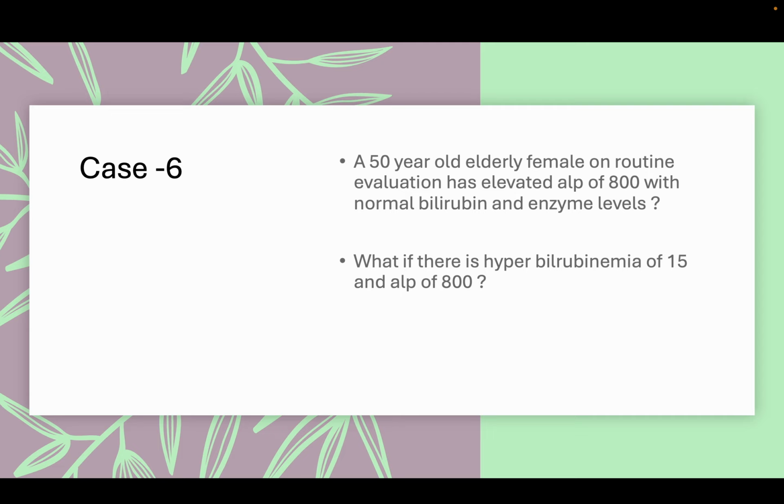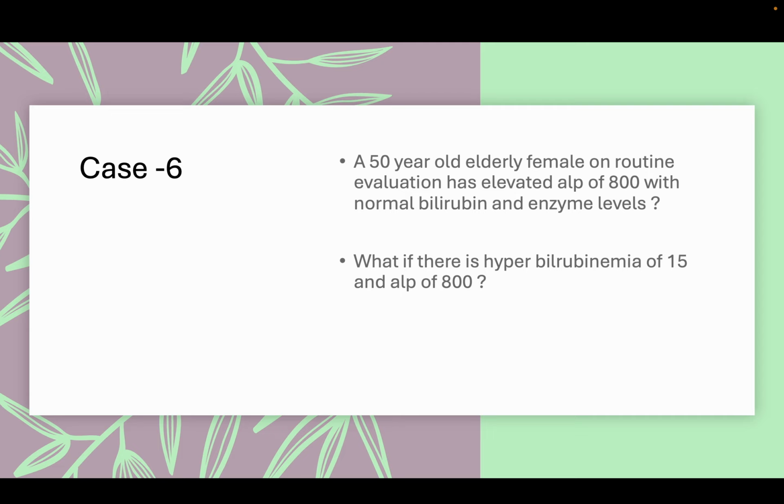There are many causes of bone-related ALP elevation, especially at this age. One is malignancy, then Paget's can also present, then vitamin D deficiency. Parathyroid tumors can also present in this patient. Parathyroid adenoma can cause ALP elevation, so that might also be a possibility in such cases.